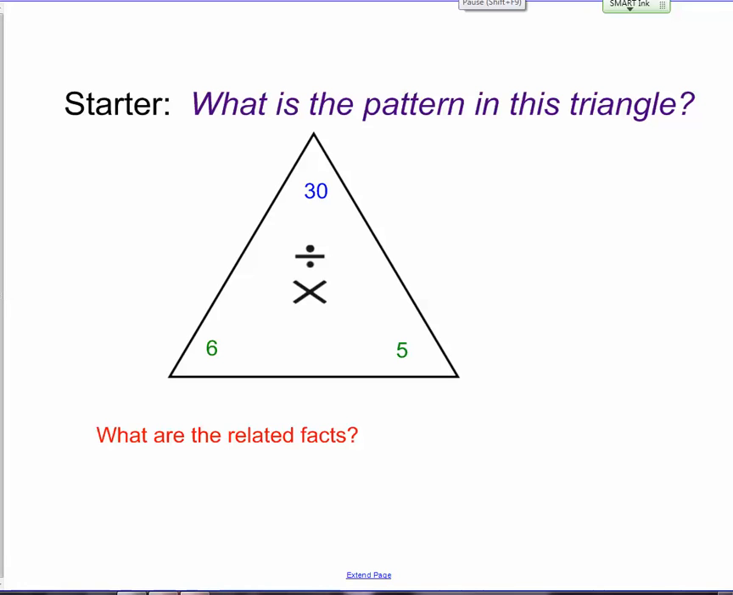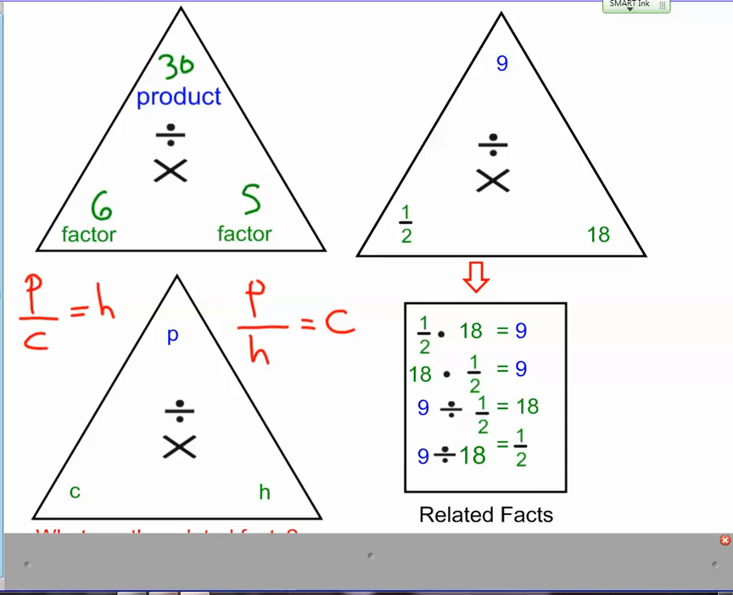Started today by finding the pattern in this triangle, and much like the addition subtraction triangle we did before, same kind of pattern. So the related facts are that 6 times 5 is 30, 5 times 6 is 30, 30 divided by 6 is 5, and 30 divided by 5 is 6. And all of you see that pattern with whole numbers really easily.